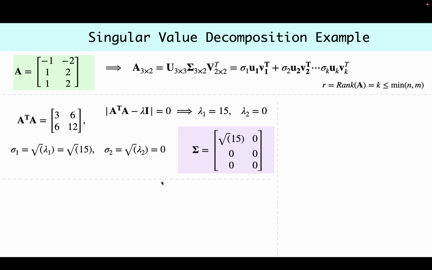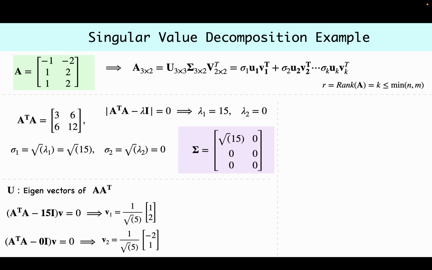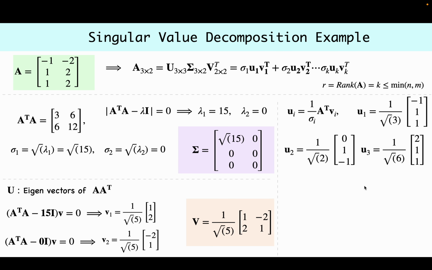So finally this is the sigma matrix. When you compute the corresponding eigenvectors, this is what we get, the V matrix. And once again, since V is also an eigenvector matrix and they are all orthogonal, we can utilize the orthogonality property and compute the U values.